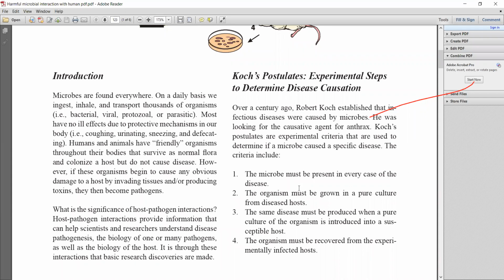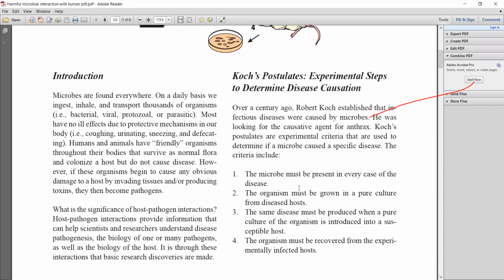Or if the same symptoms are being shown in some other person also, the same kind of microbes must be present in the host. That is the first case. If that first factor is satisfied, then at one point we can say that yes, that particular microorganism is responsible for causing this infection. But again, only depending upon one point we cannot decide this.